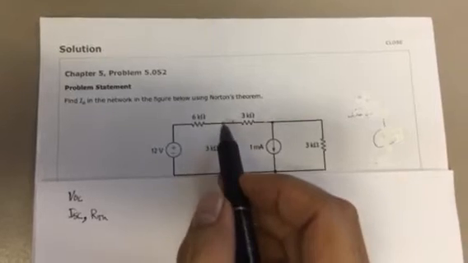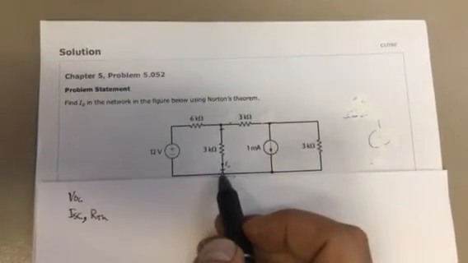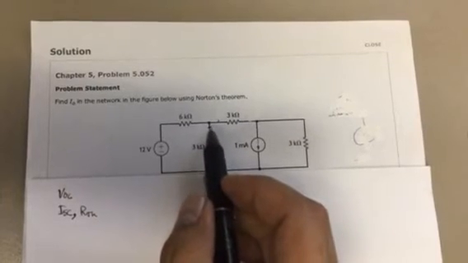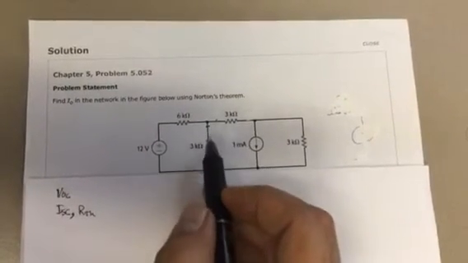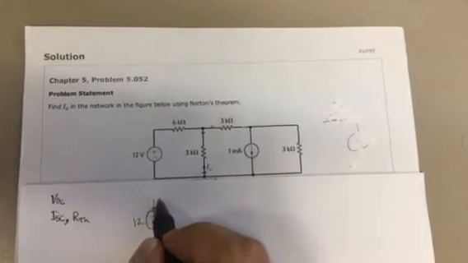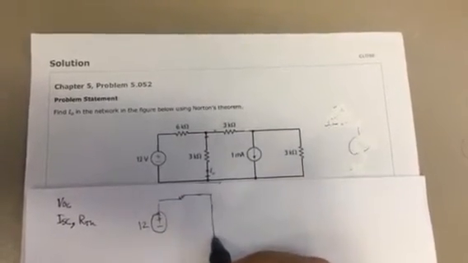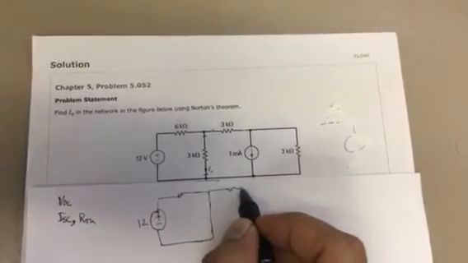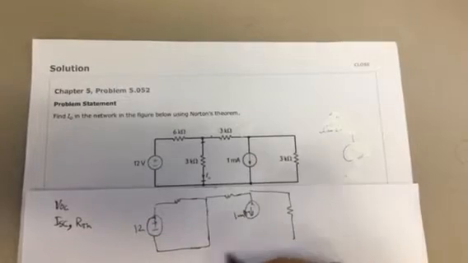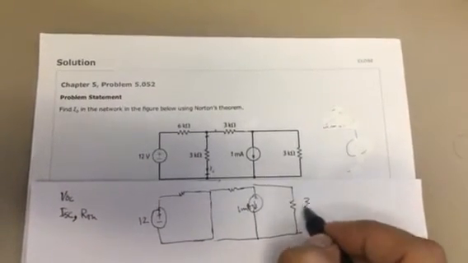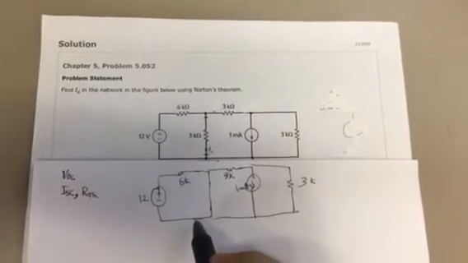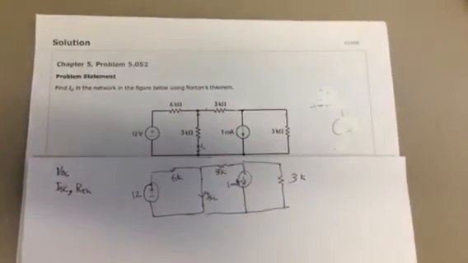In order to find the I short circuit, I'm going to short wherever I want to find the I short circuit. If it was supposed to be Thevenin's theorem, I would have opened this part and found the VOC across it. Now I'm going to have this 12 volts here, a 6K over here, this part shorted, a 3K over here and 1 milliamp coming down, and a 3K over here.